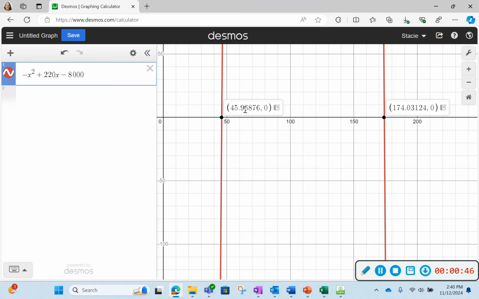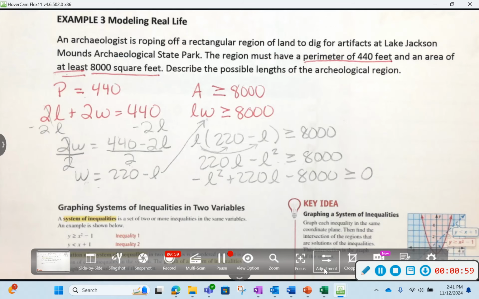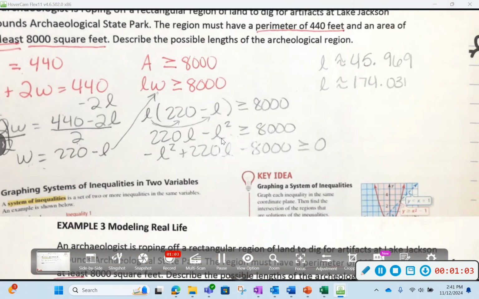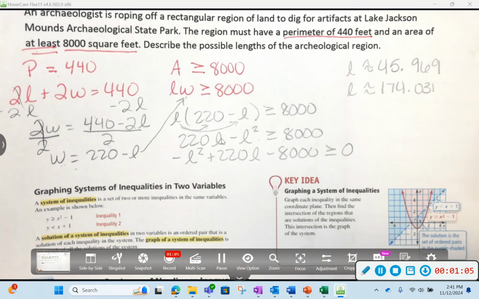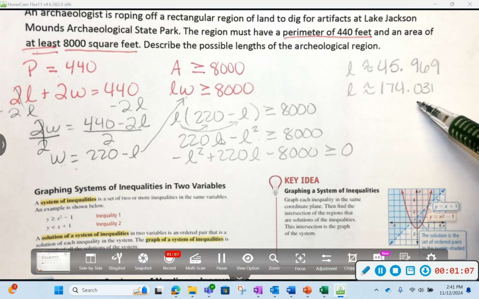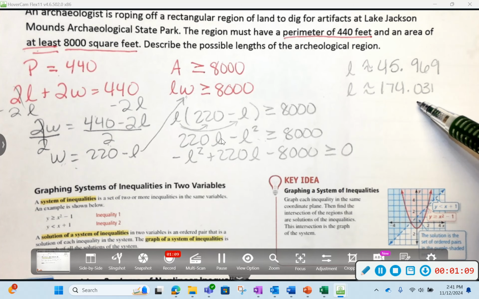45.969 thousandths. Okay, and L is also approximately 174.031 thousand. So what did I do? Okay, there we go. It was still stuck from the previous video. So this is where I wrote those values from our Desmos.